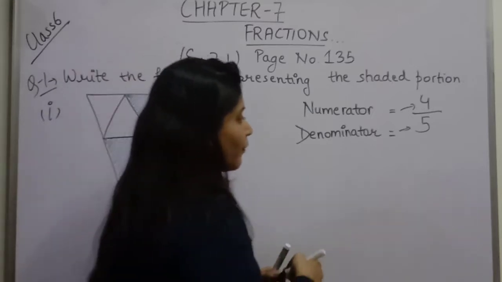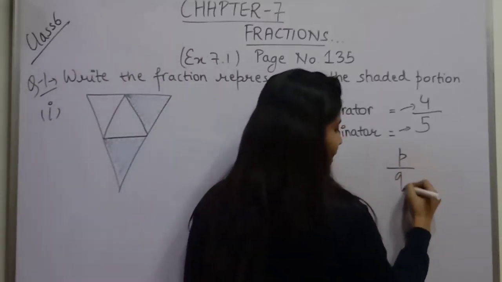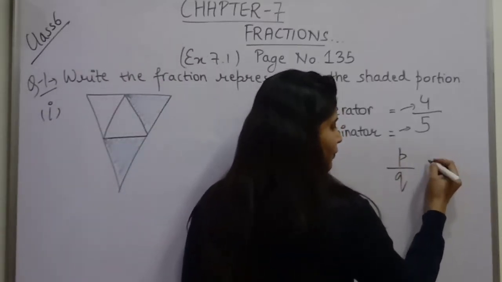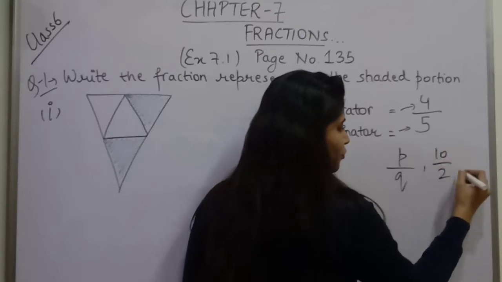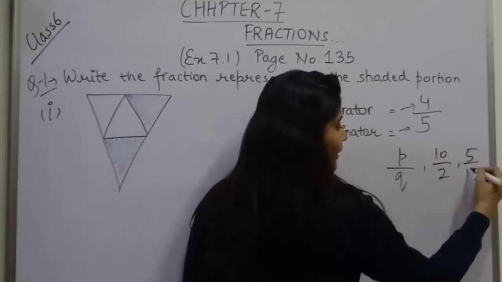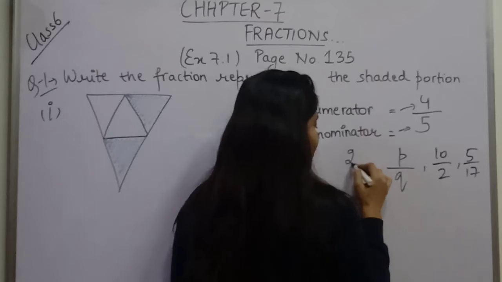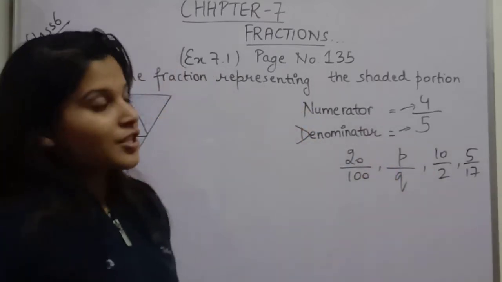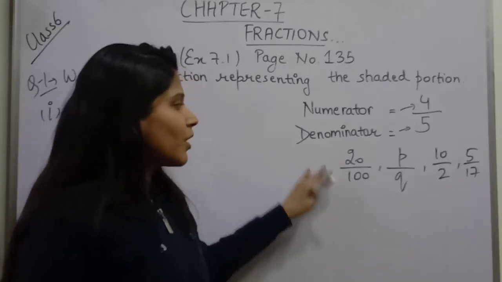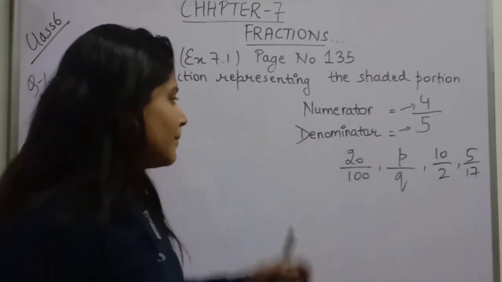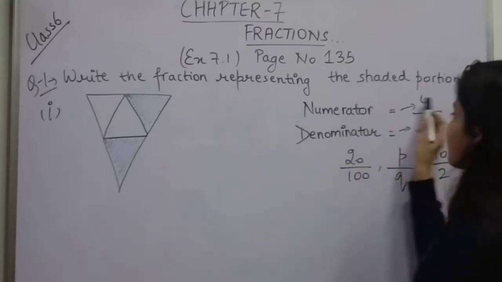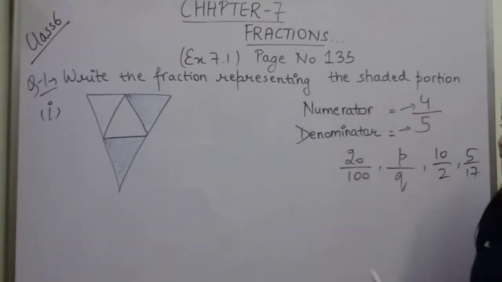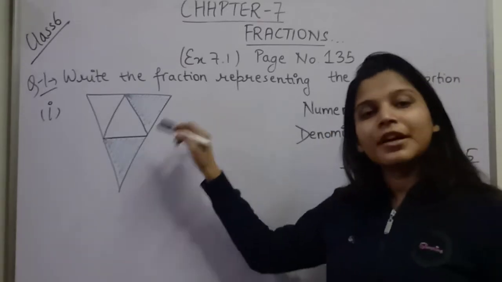Fraction is always in the form of p/q. ऐसी ही होती है. If we say 10/2 or we say 5/17 or we say 20/100, तो ये सब क्या है? In the form of fraction. जिसमें numerator और denominator present होगा वो होगी fraction. ठीक है? So यहाँ पे भी 4/5 था. 4 is the numerator, 5 is the denominator. अब हमें यहाँ पे भी एक ऐसा ही fraction बताना है.